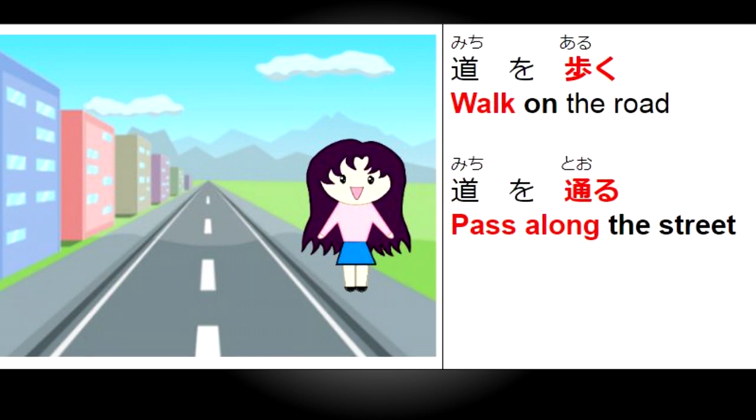We can also start thinking about the streets or roads, and because they take us from point A to point B, these are a perfect example of what the particle o needs. So the examples I have are michi o aruku, walk on the road. Michi o toru, pass along the street.